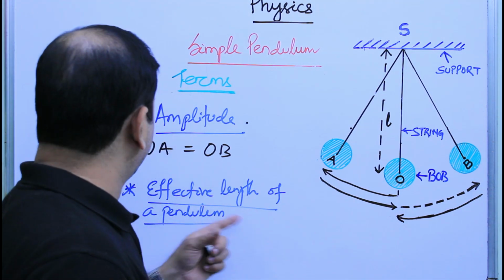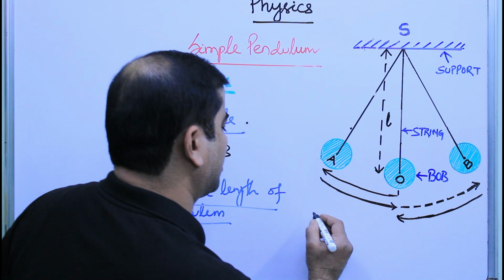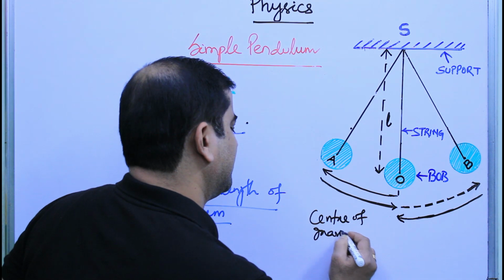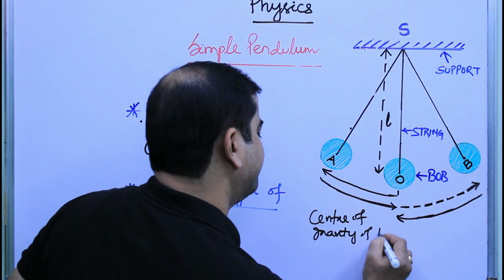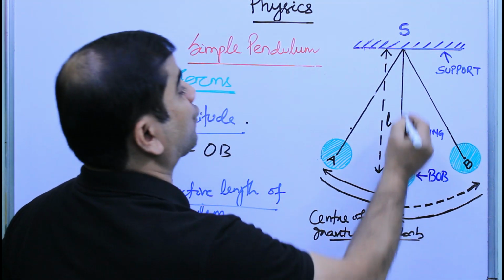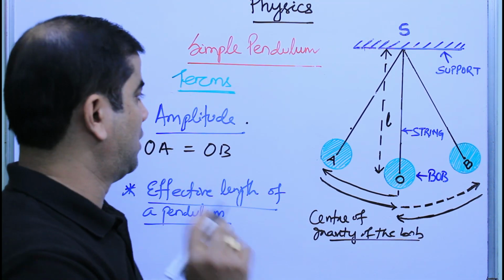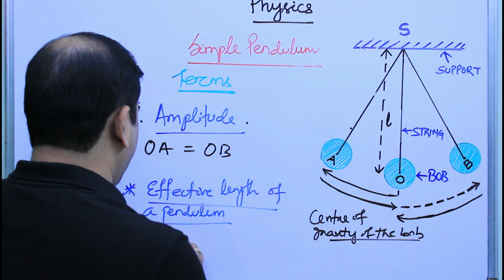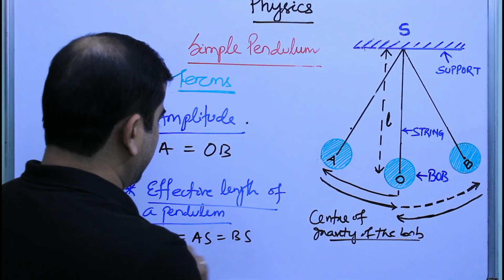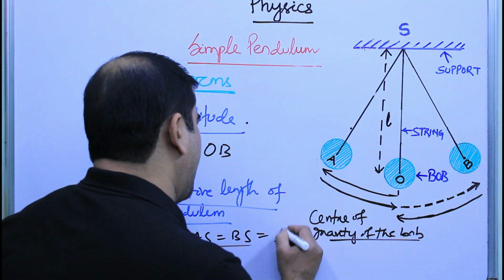Okay. What about effective length of a pendulum? Effective length is the distance of the point of oscillation. What is the point of oscillation? Actually, the center of gravity of the bob. So the distance of the point of oscillation from the point of suspension is called the effective length of a pendulum. That means in this case OS, that is equal to AS, that is equal to BS. They are the effective length of the pendulum over here. And it is denoted by L.